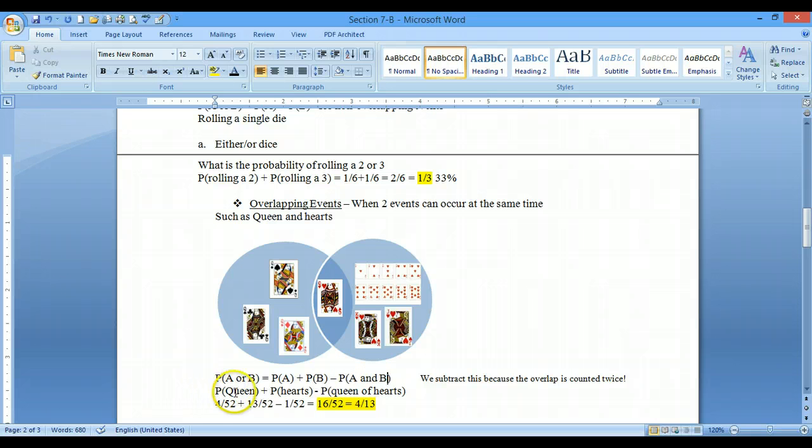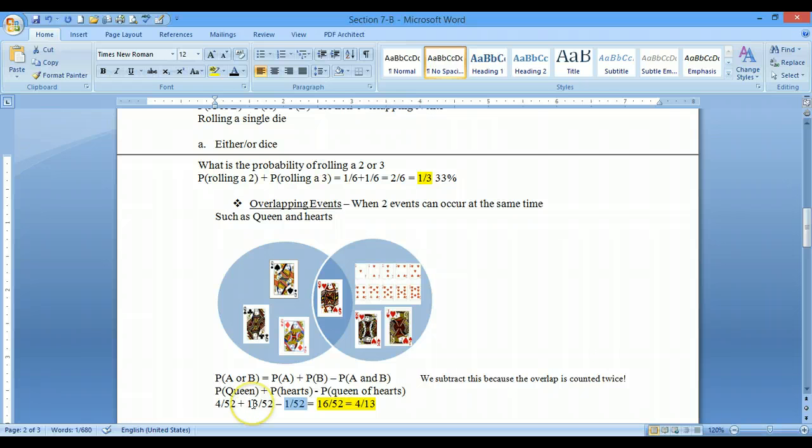So let's find the probability of getting queens. I have 4 queens in a deck of cards, and I have 13 of every suit, so I have 13 hearts, but I have 1 queen of hearts, so I have to subtract that because she was added in twice.